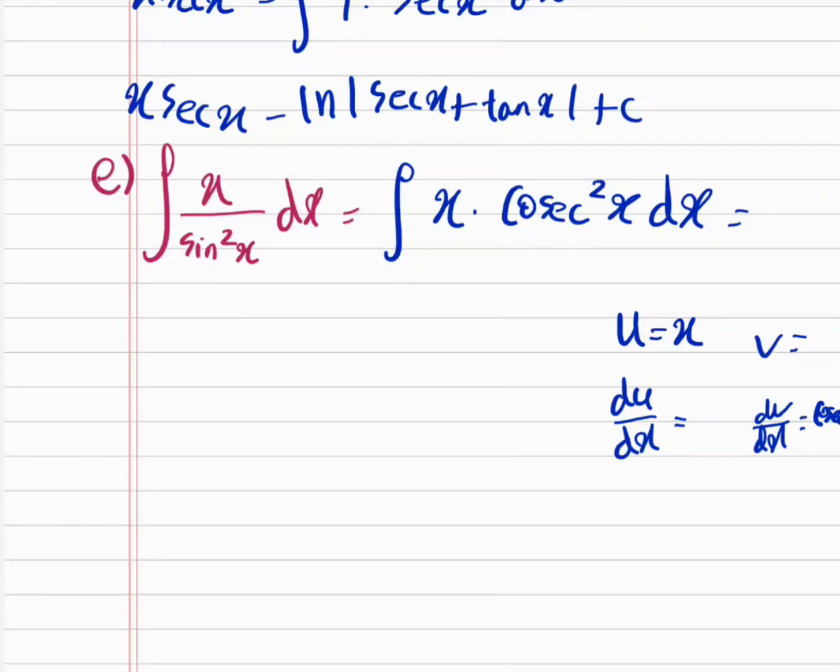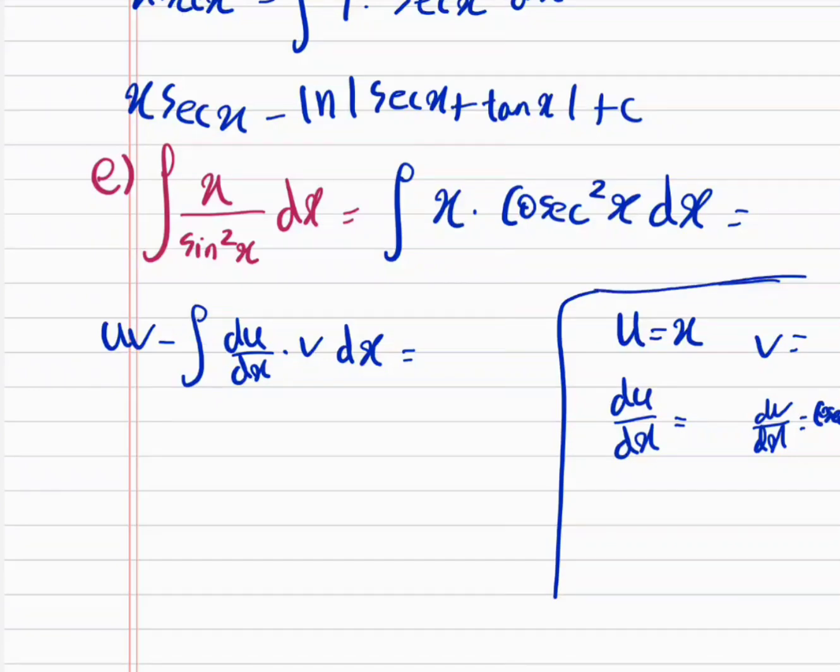x. We chose them because we want du by dx and v to be simple functions, because they're going to be inside the integral, so they can be integrated easily, because the formula of integration by parts is uv minus the integral of du dx times v dx. So that's why we want du by dx and v to be simple.